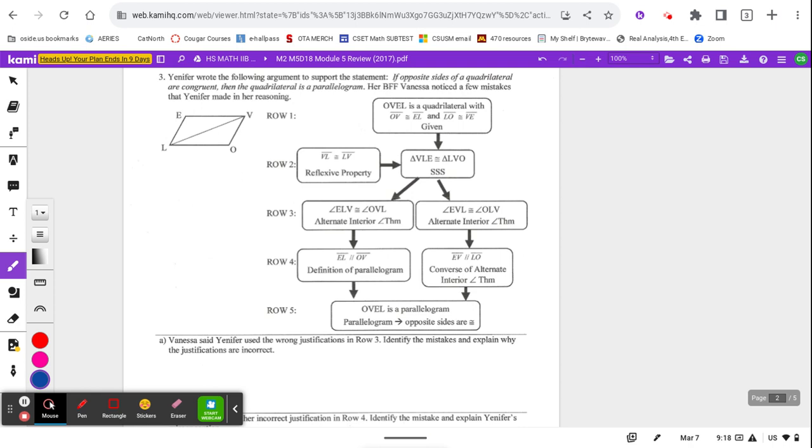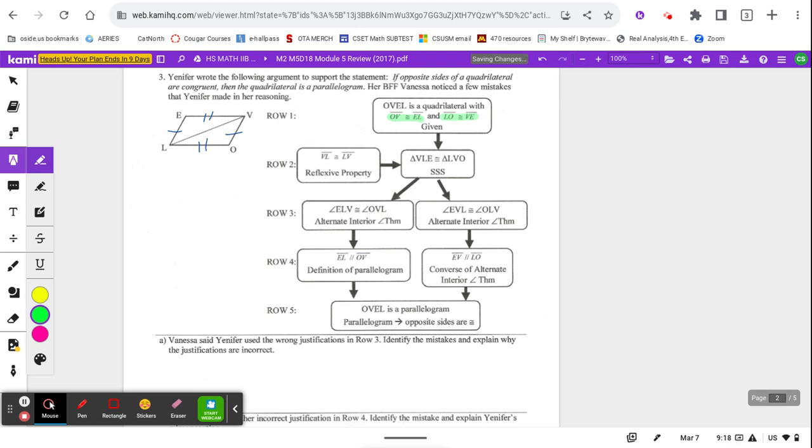So first it says OVEL is a quadrilateral with the following things true. So OV is congruent to EL. This is one of my givens. And then it also says LO is congruent to VE. This is my second given.